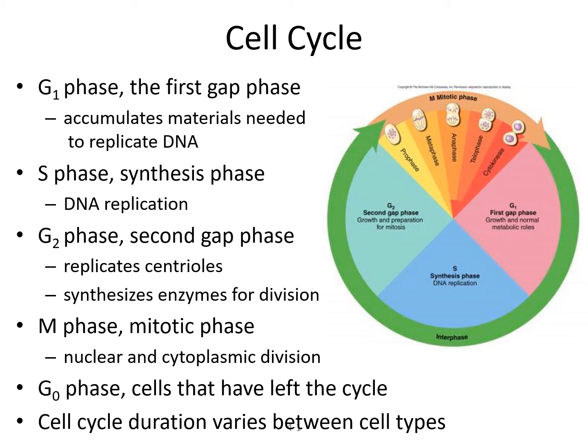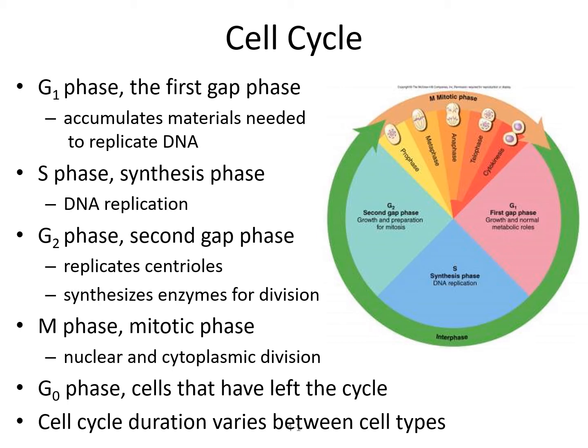The M phase, or mitotic phase, is nuclear and cytoplasmic division. Technically, mitosis refers to nuclear division, and cytoplasmic division is known as cytokinesis. And then in G0 phase, cells have left the cell cycle. They're not actively dividing anymore. And then the cell cycle duration is going to vary between cell types.